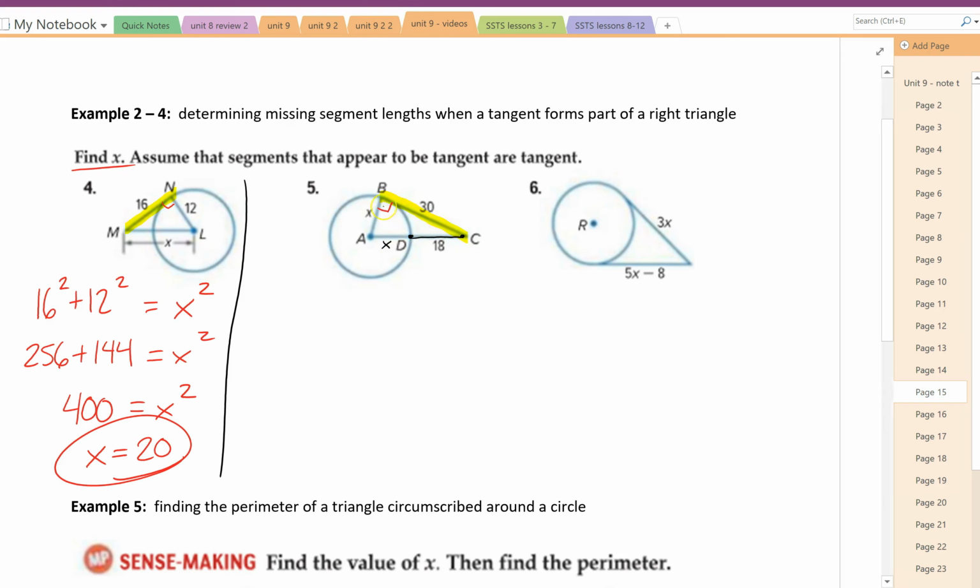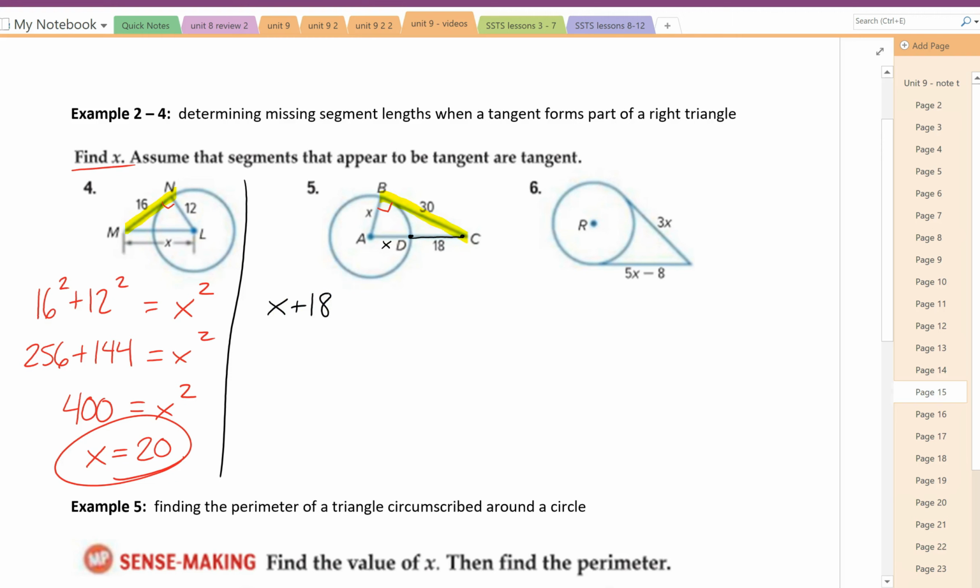Which side is the hypotenuse? It's going to be this one down here. The only thing I can name hypotenuse AC right now is x plus 18, right? If I knew what AD was as a number, I could add it to 18 to figure out how long the whole side was. But since I don't, I'm just going to have to call it x plus 18 for right now.